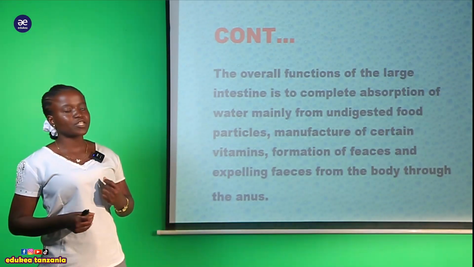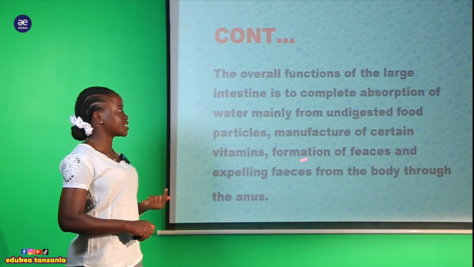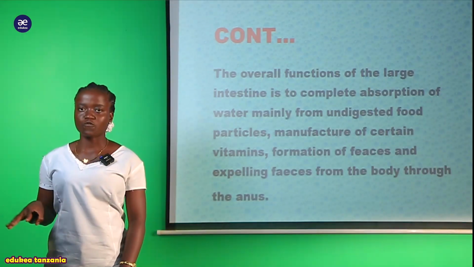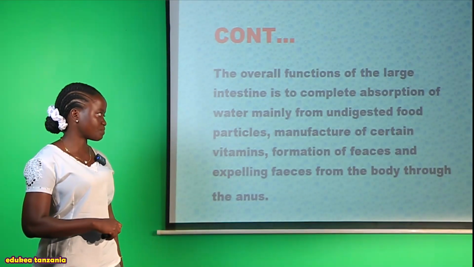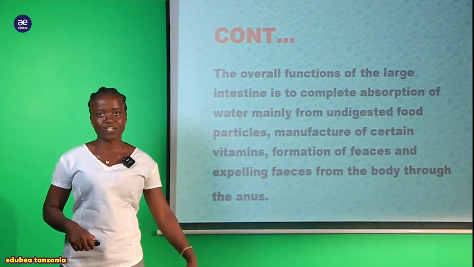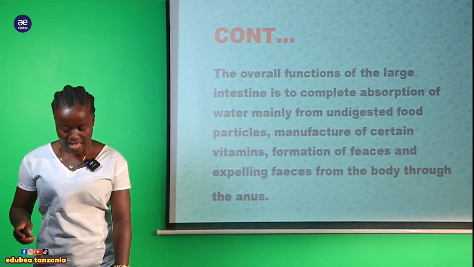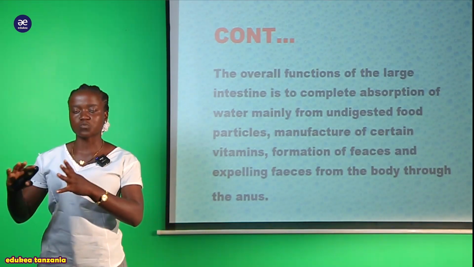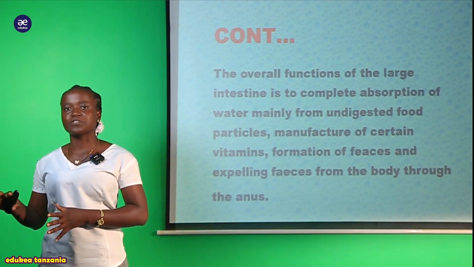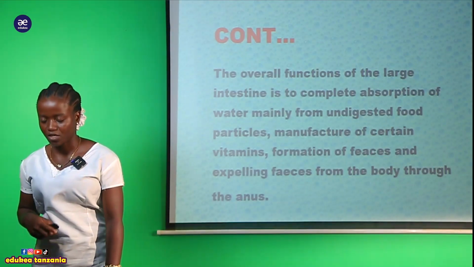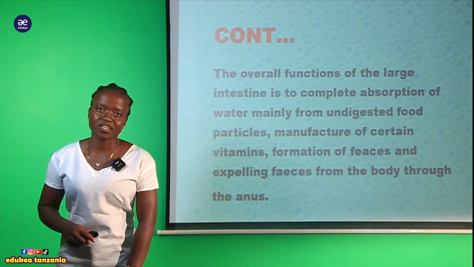And apart from that, this part is also responsible for manufacturing of the vitamins. So different kinds of vitamins are manufactured within this part, and also formation of the feces and expelling the feces through the structure that is the anus. So the anus is responsible for expulsion of feces or undigested food material from the living organism. Mainly, we are talking about rat.